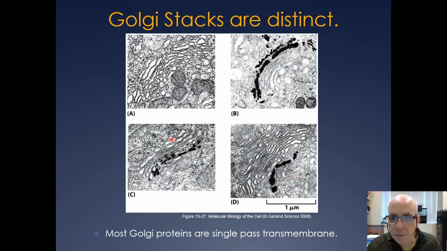Here's just some more images of the Golgi, and once again, the Golgi stacks are distinct depending on the oligosaccharide modifying enzymes. You can tell if you're looking at the cis, medial or trans Golgi, or the cis Golgi network or the trans Golgi network. So here's the cis face here, and this is the trans Golgi network. Okay, and here's the cis Golgi network over here, and then sort of the medial Golgi is in the middle there.